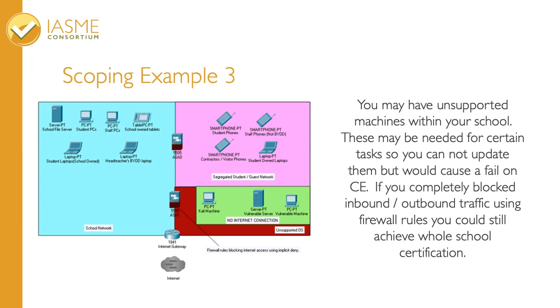It's exactly the same sort of scenario with your attack machines. However, this time you're using the firewall to block internet access using an implicit deny rule. Okay, there are exceptions to this. You're allowed to allow 1 or 2 individual IPs in that can be used to update those machines when needed, but only 1 or 2, you can't open it up. Because you've now taken internet access away from those machines, you can now receive whole school certification again. Okay, so there is a way around it.